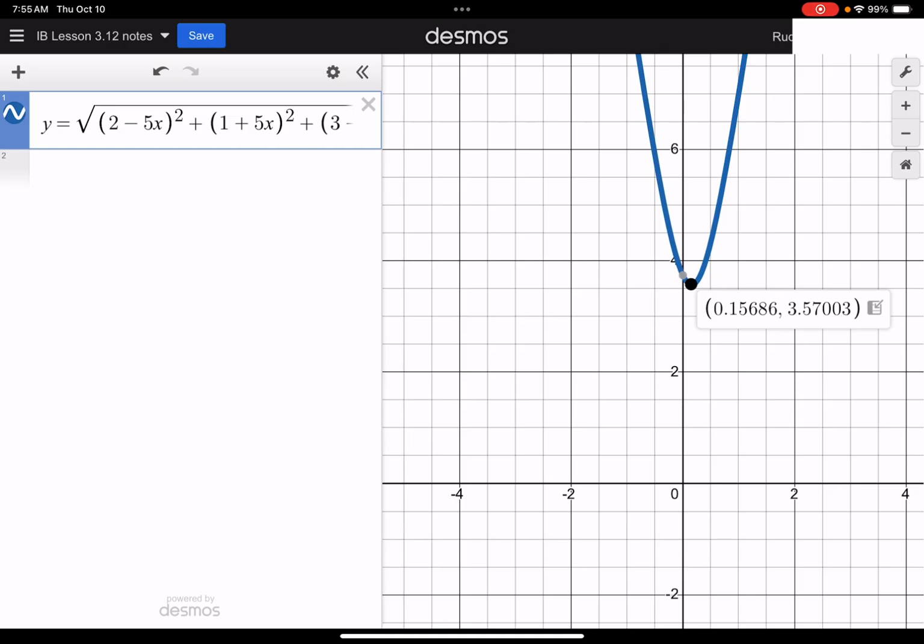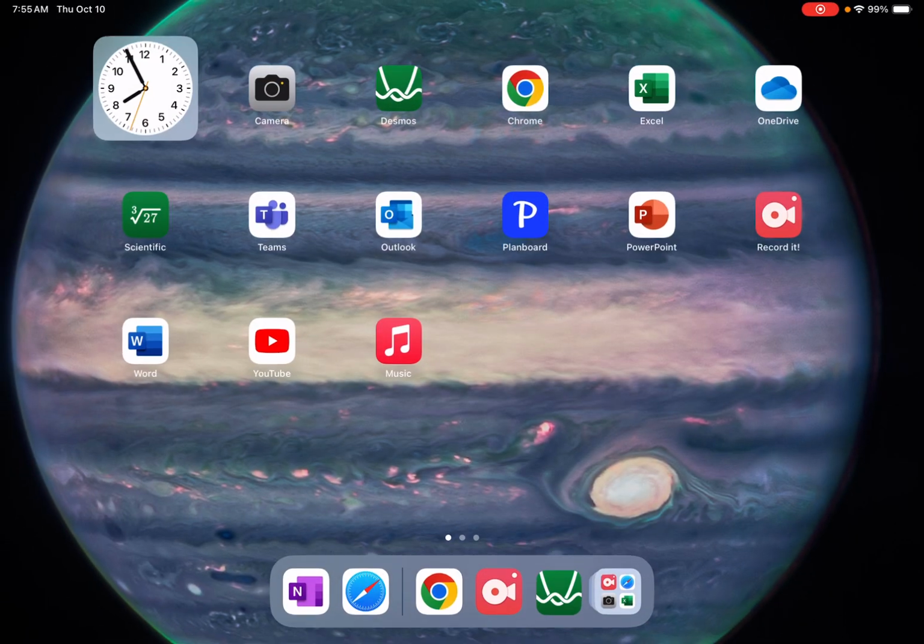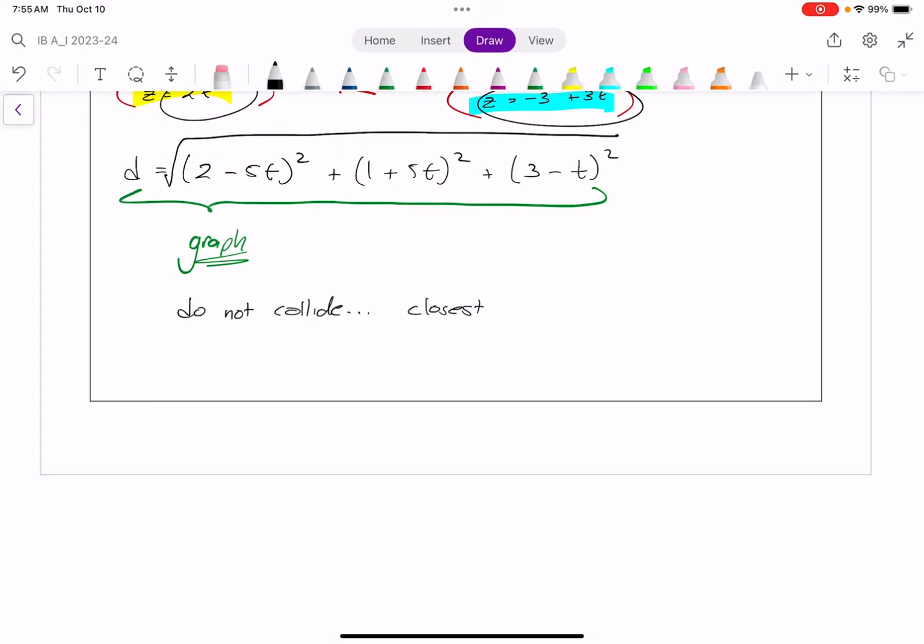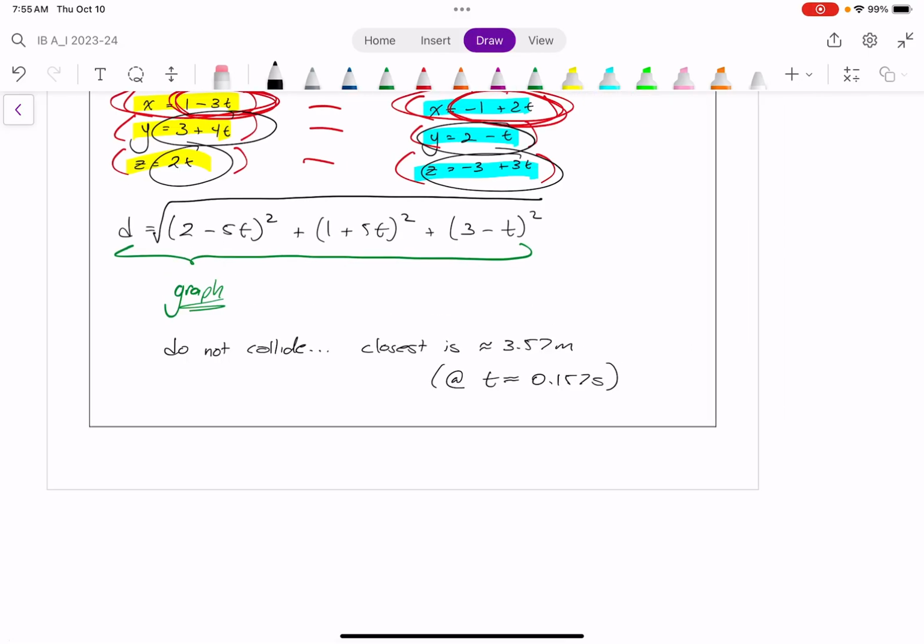And what do these values represent? The x coordinate, that is time. So at about 0.157 seconds, they are closest to one another. At that point, they are about 3.57 meters from one another, but that's as close as they get. So closest distance is about 3.57 meters when time is about 0.157 seconds. And like I said, if they had collided, we would notice that it crosses the x-axis at some point. Good, they didn't collide. No one got hurt.